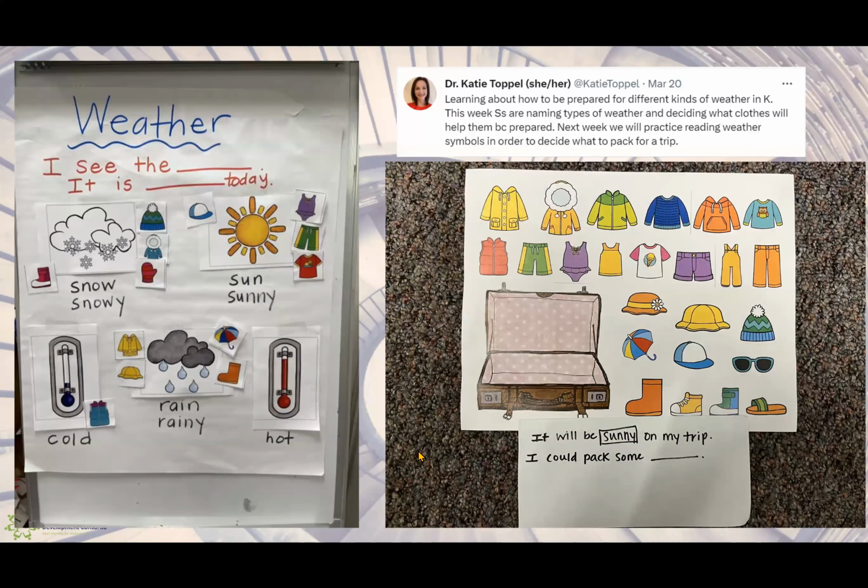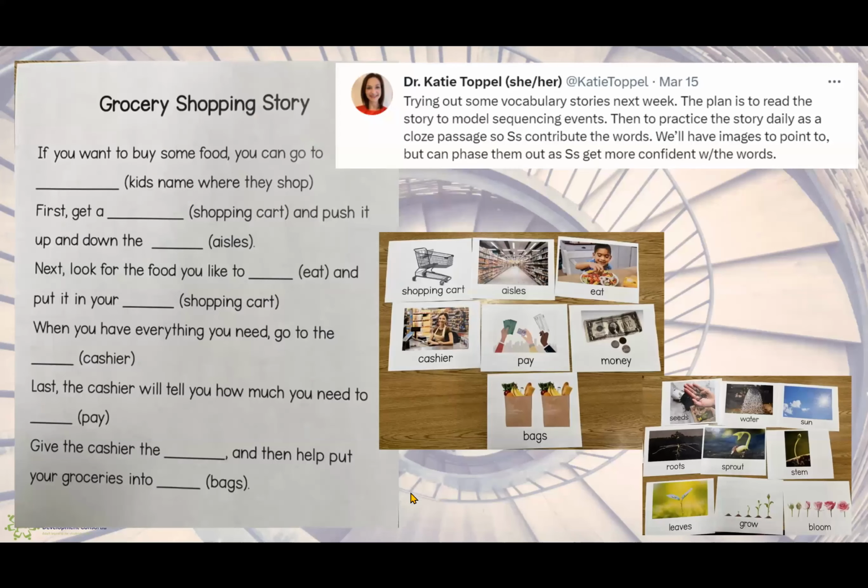These are some ideas from Katie Toppel. If you follow her on formerly known as Twitter, then she has some great ideas, especially for early elementary, especially in that K1, K2 world. Lots of use of visuals, lots of great ideas. She's also one of the writers for the new version of the Making Content Comprehensible for Multilingual Learners book. So she's a great resource to look for.